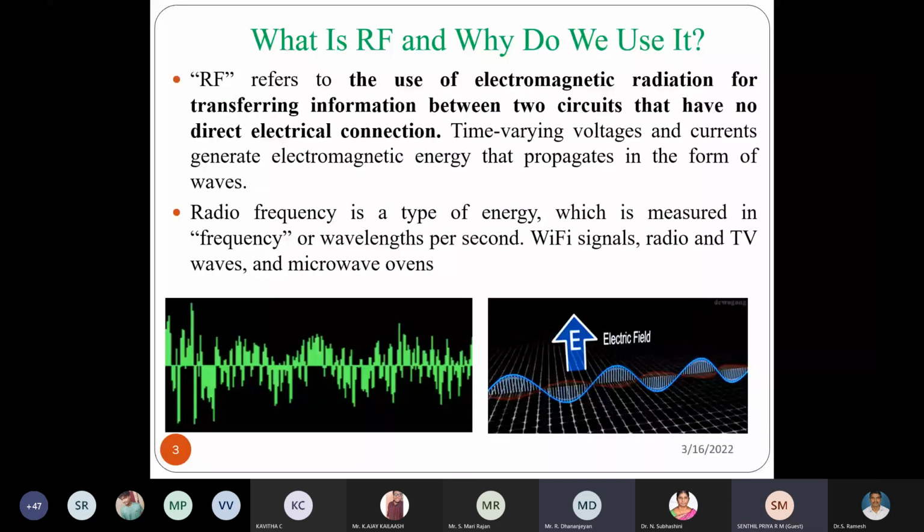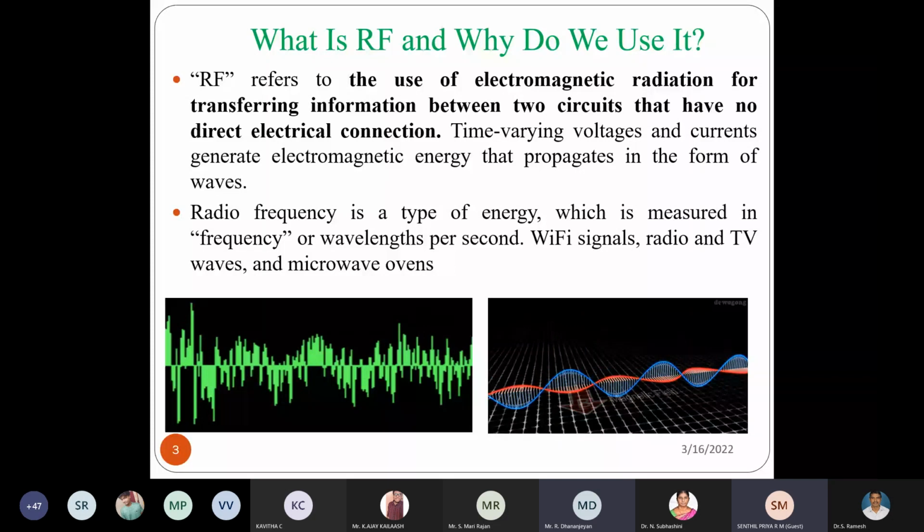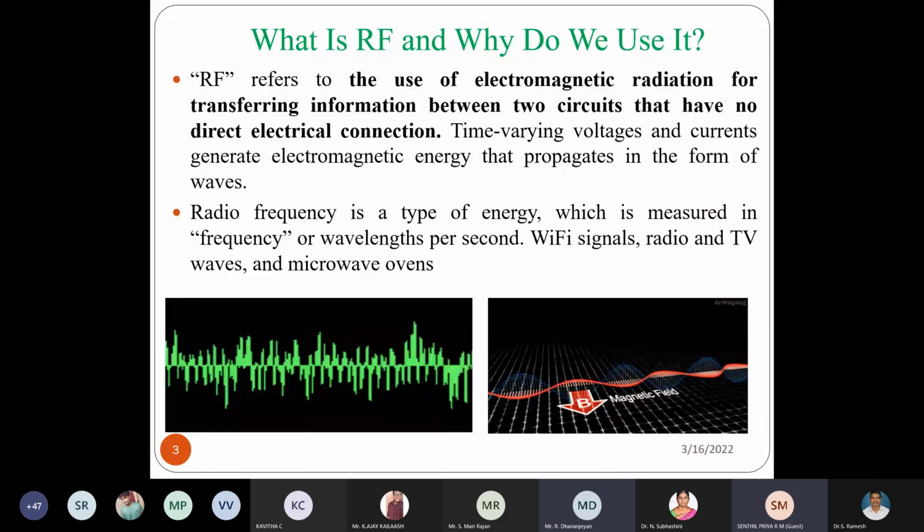So first, what is RF and why do we use it? RF is nothing but radio frequency, where we have an oscillation of electromagnetic waves. We use this for transmitting and broadcasting information. Here I have given an audio signal in the first image. You can see that the amplitude and the frequency are varying.